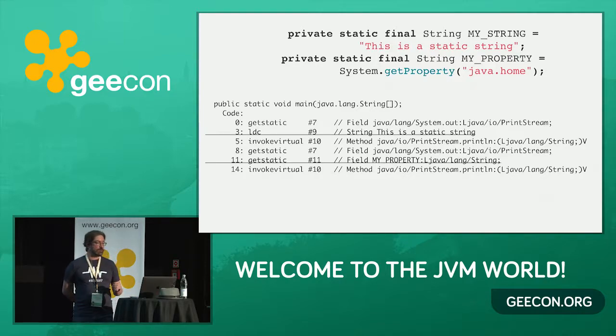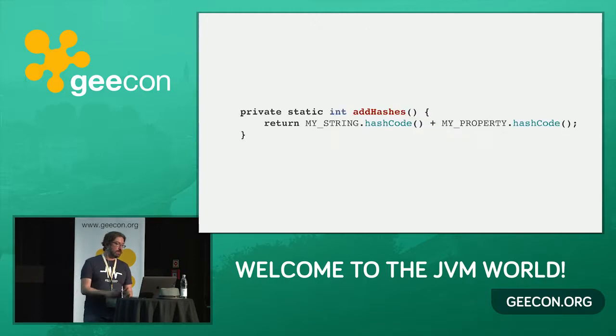On the other hand, the one that's initialized dynamically, this one it does actually have to go and get every time because, as I said, it initially starts out uninitialized. We need to run some code to initialize that field. Not sure quite when that happens, so the bytecode needs to get it right away. So let's see how we can actually do some optimizations based on this. So in this case, we're actually going to do something with these two strings. We're going to add their hash codes together.